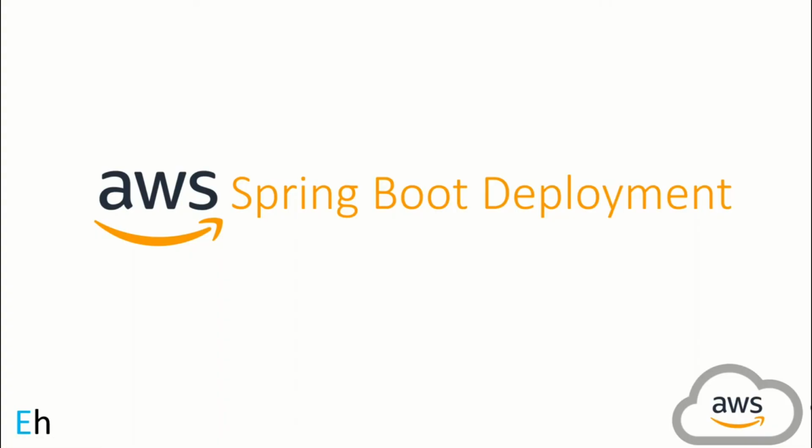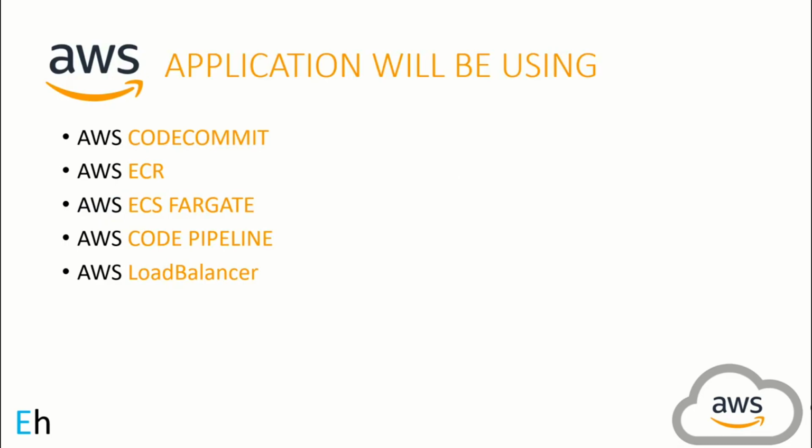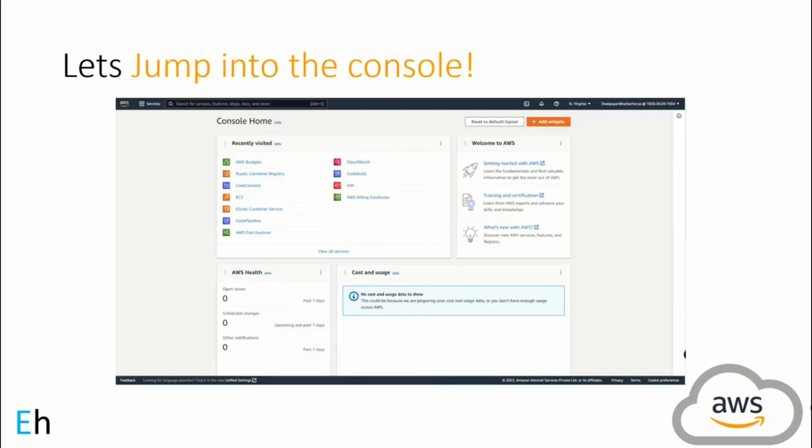Hello folks, today we are going to start a playlist on Spring Boot deployment on AWS Cloud. To deploy a Spring Boot application in AWS Cloud, we will use AWS CodeCommit, AWS ECR, ECS Fargate, AWS CodePipeline and AWS Load Balancer. So without wasting any time, let's jump into the AWS console.